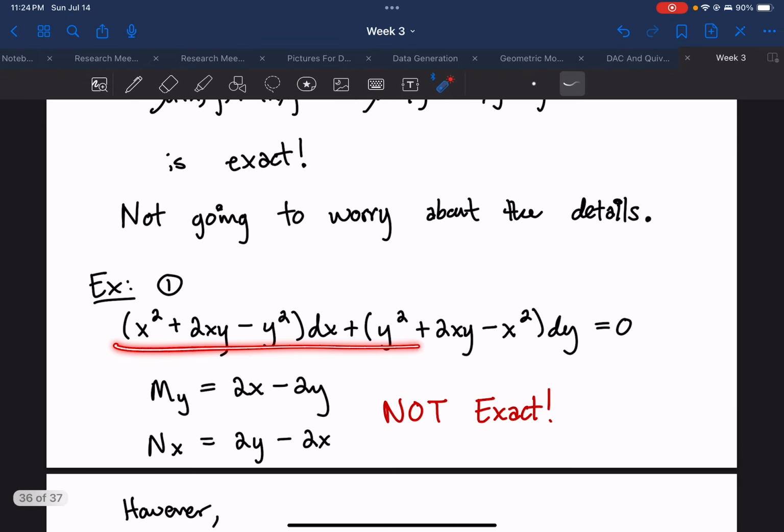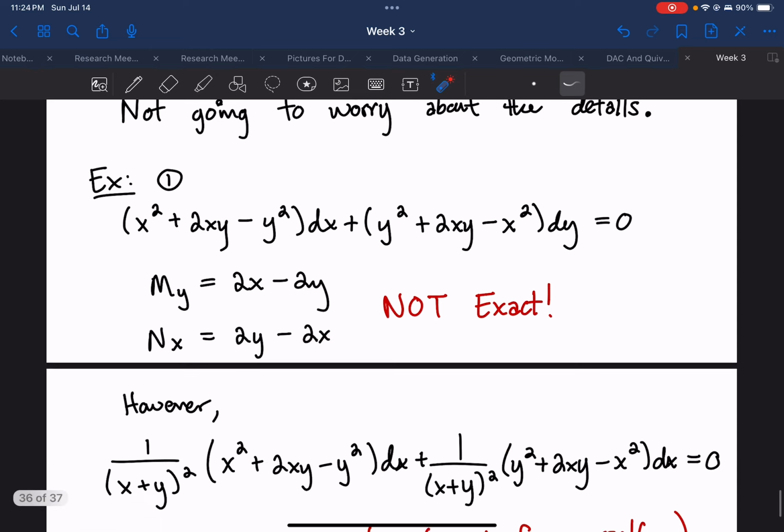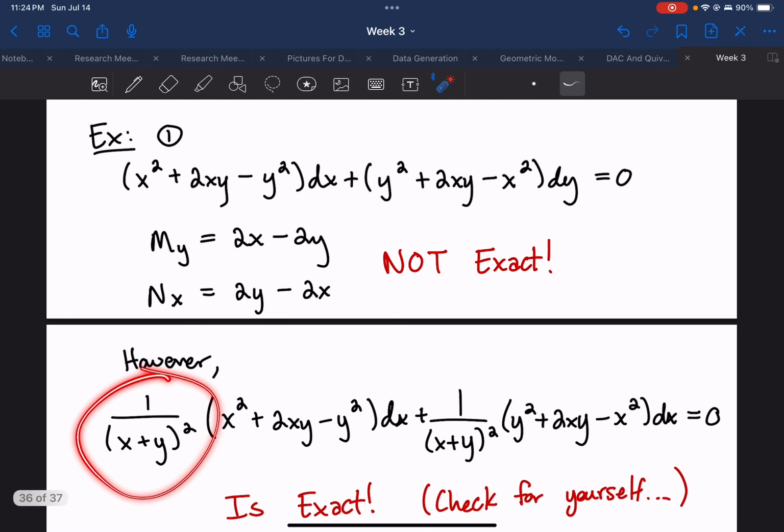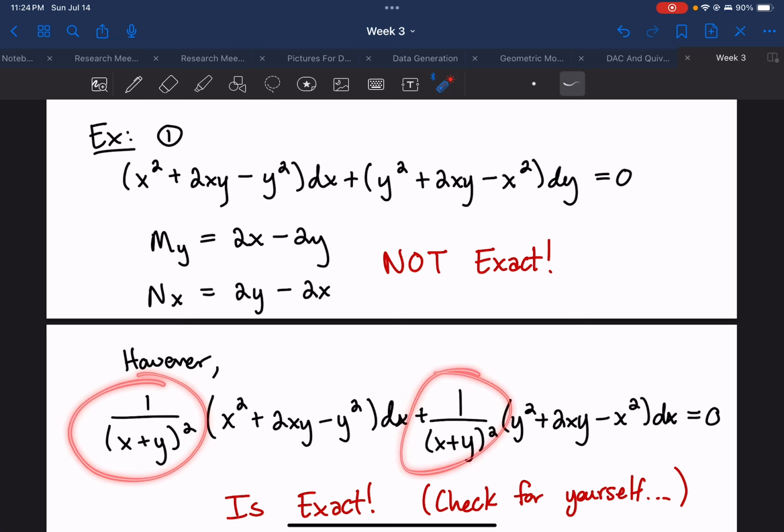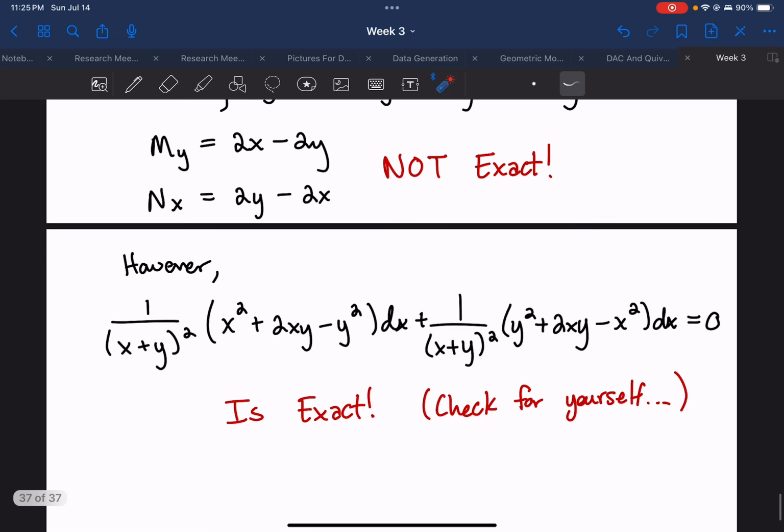Here's an equation in differential form. If we check the cross partials, the derivative of this dy is 2x minus 2y, and the derivative of this dx is 2y minus 2x. This is not an exact equation. But if I multiply both sides by this factor, 1 over x plus y all squared, it becomes exact. And I'm not going to show you the derivative. You can check it for yourself.